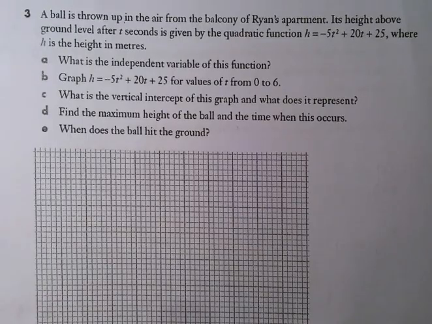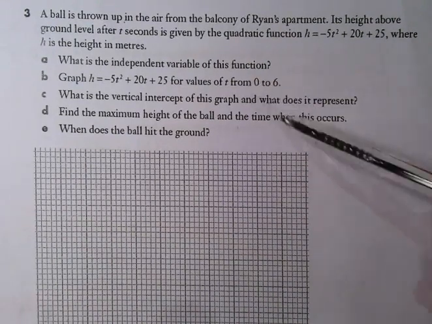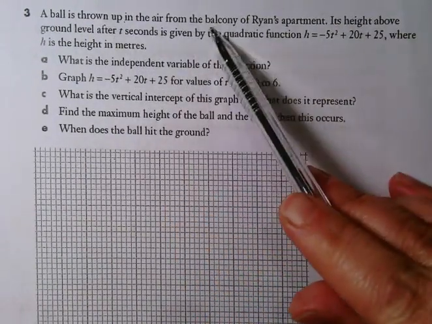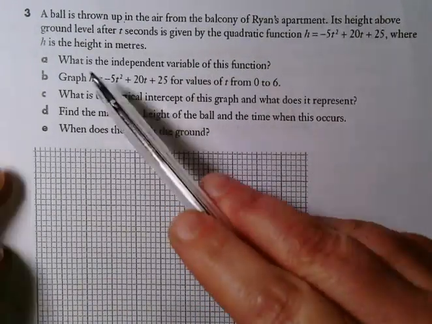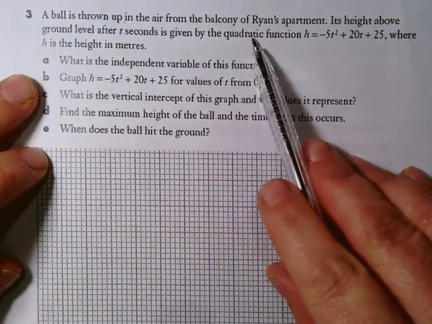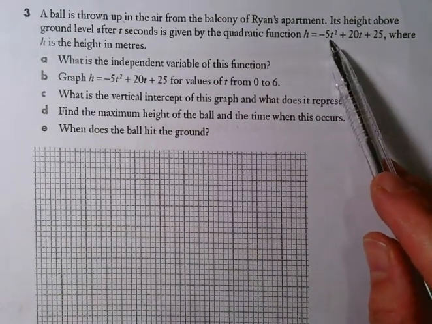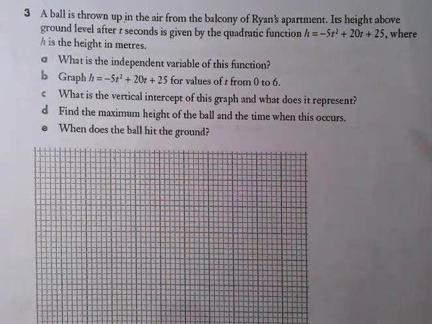Okay, now for question 3. Now these are very typical of the types of questions you'll get in the next exercise, okay? So a ball is thrown up in the air from the balcony of Ryan's apartment, and its height above ground level after t seconds is given by the quadratic function h equals negative 5t squared plus 20t plus 25, where h is the height in meters.